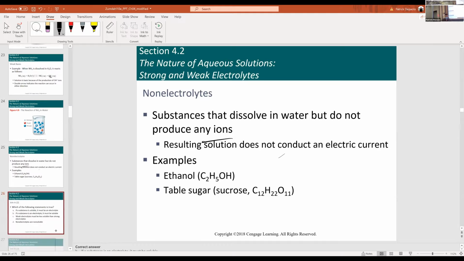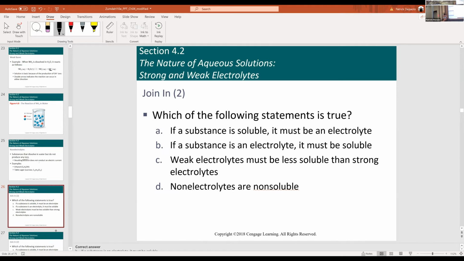Okay, good. Which of the following statements is true? If a substance is soluble, it must be an electrolyte. Is that true? No, because you can have non-electrolytes. They're soluble, but they're not electrolytes. If a substance is an electrolyte, it must be soluble. What do we think?